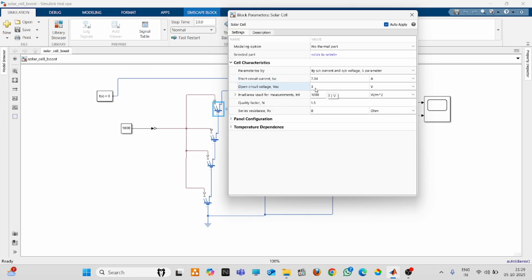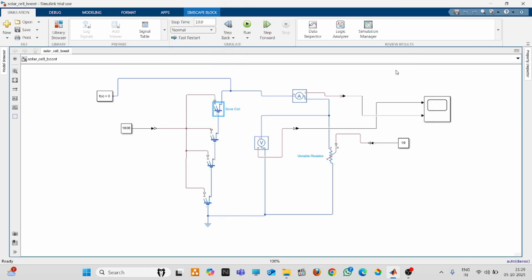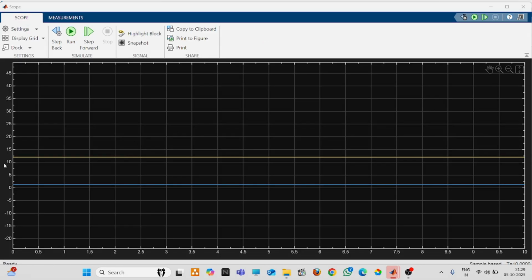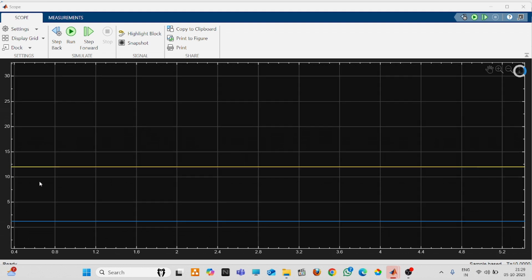And you can see here, I have set the open circuit voltage as 3 volt. So I think 3 plus 3 plus 3 plus 3, you should be able to get 12 volt at the output. Now you can see, I think it is near to 12 volt.